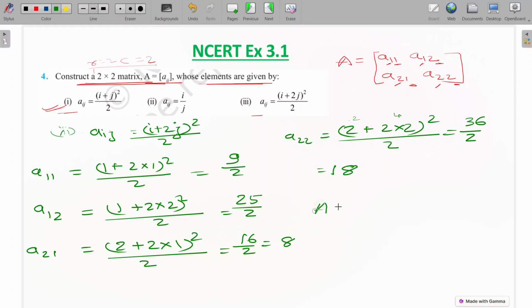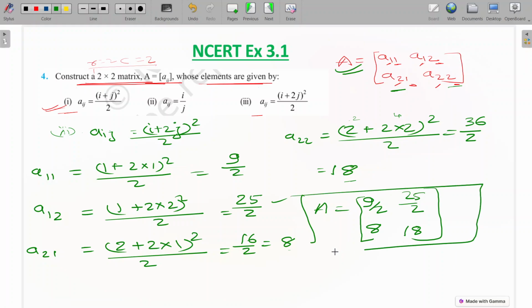Now the matrix A becomes, put the values of all in this matrix. A11 is 9 by 2, put it here. Then A12 is 25 by 2, put it here. A21 is 8. A22 is 18, so put this value as 18 here. So this is the final matrix. Let's move on to the next slide.